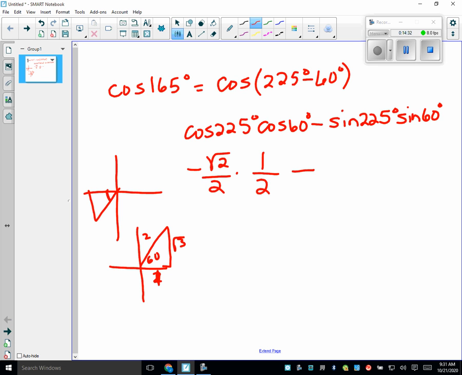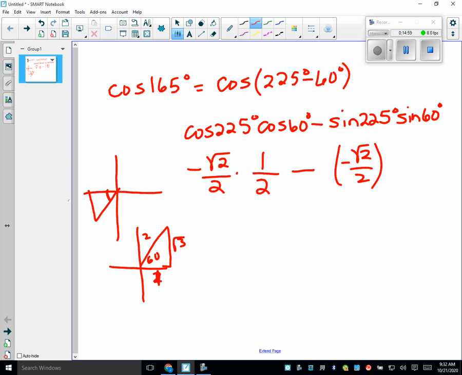Sine of 225. We're still in quadrant 3, aren't we? So sine is positive or negative? It's negative. Is it the same as cosine? So you're saying this is negative radical 2 over 2? Yes, that is correct. I feel like I'm moving in the right direction.